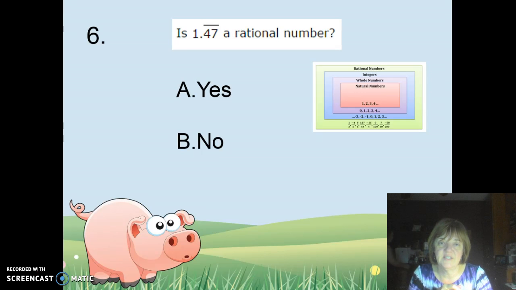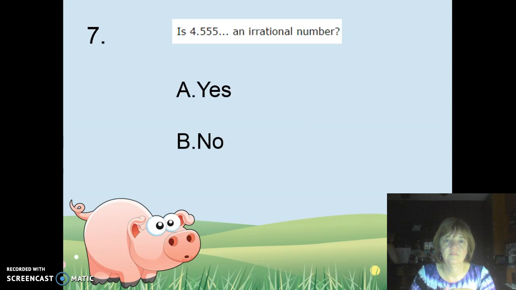Number 6. It repeats. It's a decimal that repeats. Is it rational? And last question. Is this one irrational? Does that repeat? It's got the dots, but no line. Look at those numbers. Don't be fooled.